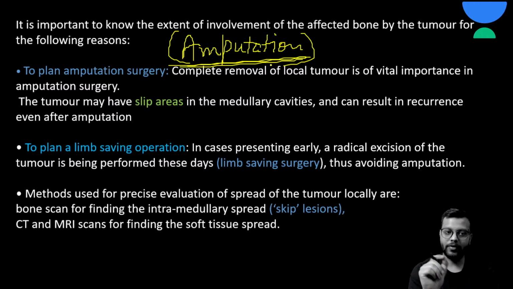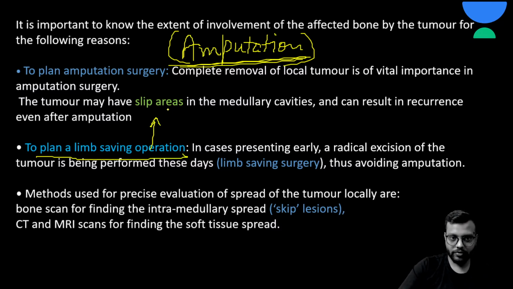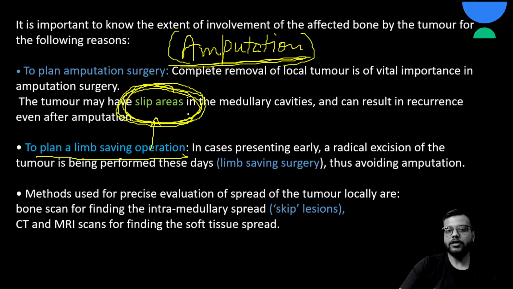But उसमें एक problem होती है limb saving surgery में, and the limb saving surgery में जो problem होती है, these are the skip areas. तो ये skip areas क्या होते हैं? जो marrow cavity होती है उसमें आपने lesion को excise कर दिया है, and आपने wide margin से ही excise किया, but still some tumor tissues medullary cavity के दूसरे parts में skip, and that's called the skip areas. So वो skip areas में तो tumor है ही even after doing the limb saving surgery.